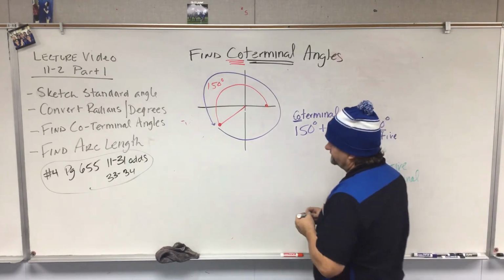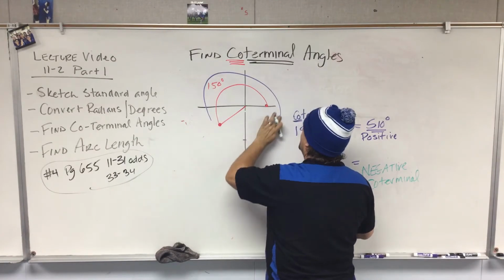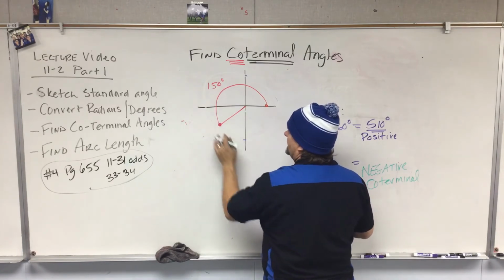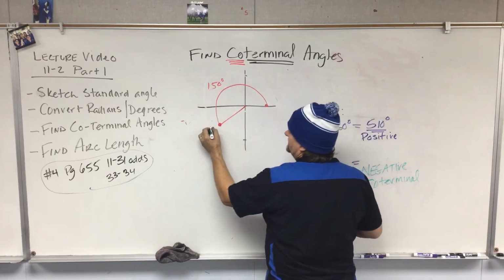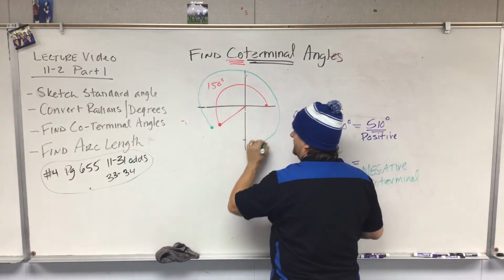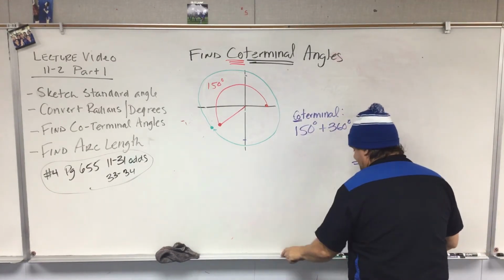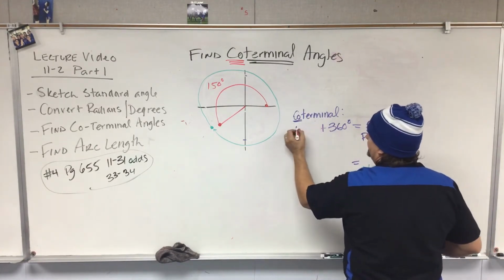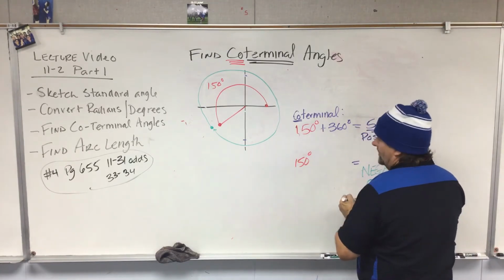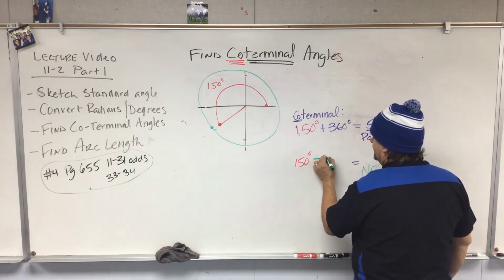Well, for a negative coterminal angle, I'm going to go ahead and erase this purple one for the positive. The negative means I'm going to go backwards. So I'm going to go one full rotation around the circle back to the same spot. So what do I get? We start with our 150. I'm going to change that to 150 here. 150. But I didn't go forward 360. I went backwards 360.